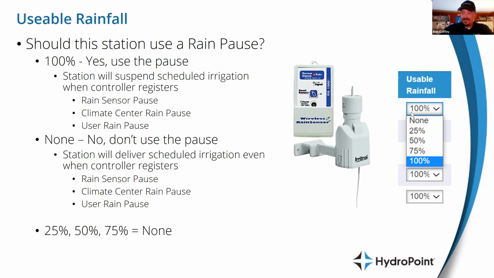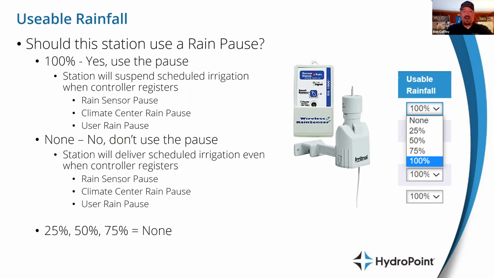Another piece of the puzzle that is often confusing to people is these intermediate steps, the 25, 50, and 75%. Again, that carries over with us from the days of the ET Plus. And really what happens is this created a lot more questions, even back in the days of the ET Plus. I think when we went to Pro 2, they said that all of these would equal none. So there's not actually levels of usable rainfall available anymore. Any setting other than 100% is viewed as none.